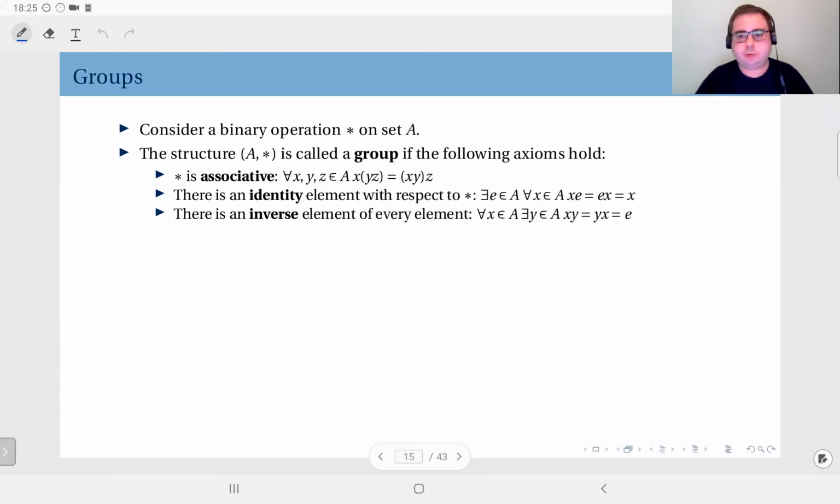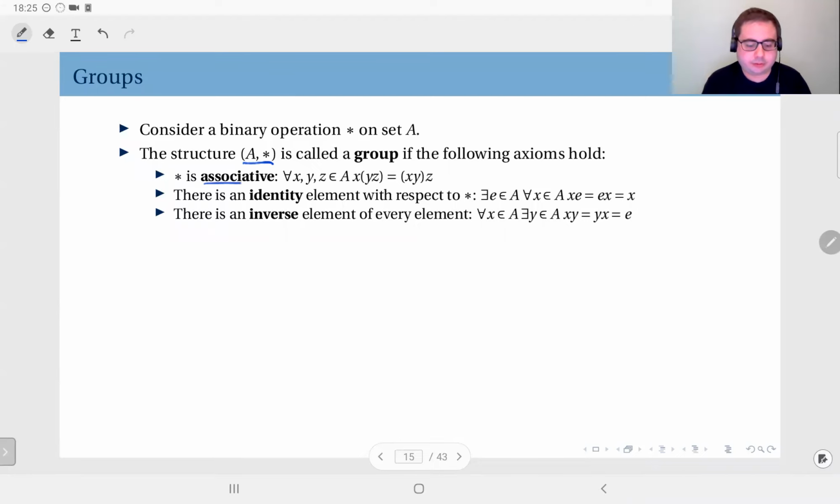At this point, we are ready to define the basic algebraic structures. We have defined what a binary operation is. We talked about its properties, and therefore we can define the structure called group. Here we have a set, and it's equipped with one single binary operation. So the structure is set A along with a binary operation. We call the structure a group if the following three axioms hold.